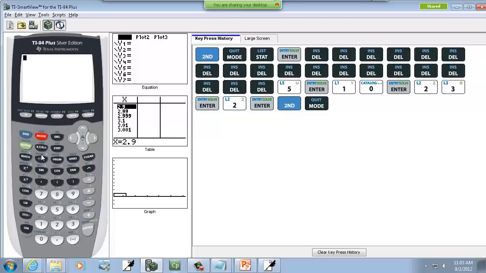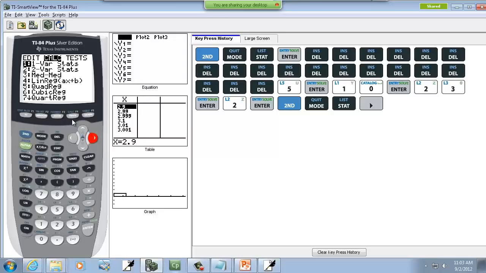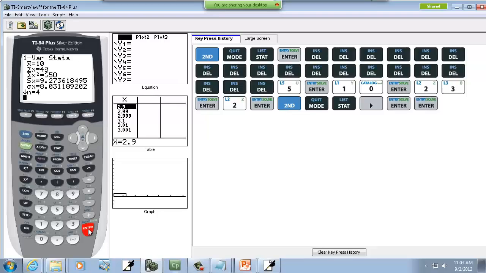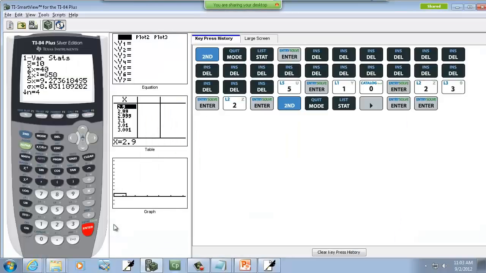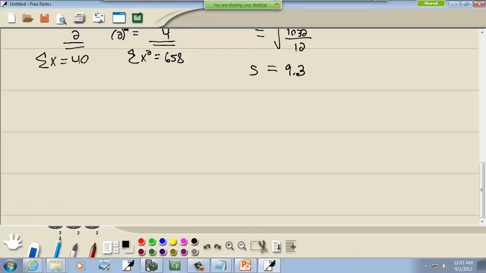I'll go into my stat, right arrow to calc. 1-Var Stats is selected, so we'll press enter on it. Now this assumes L1, and that's where we put our data, so we're fine. So we'll press enter again. Now the Sx you see right here is your sample standard deviation, so that's your 9.3, which will give us the same value as if we'd done it by hand.